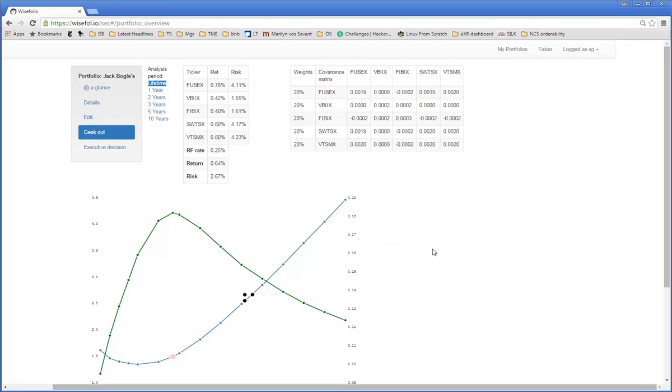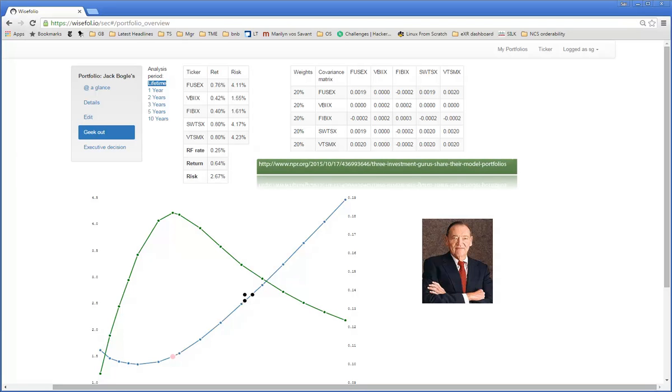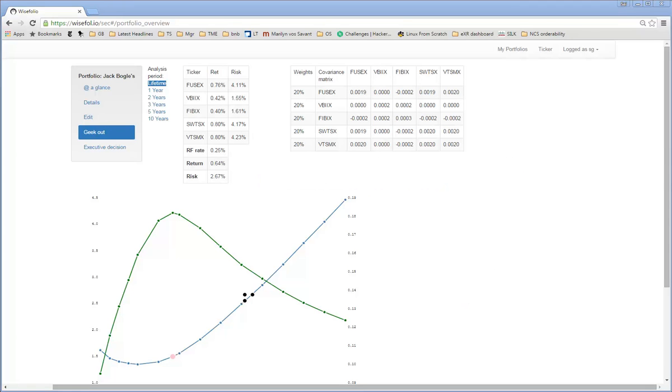First, let me briefly reintroduce you to this particular portfolio. We are using the advice from the legendary investor and Vanguard's founder Jack Bogle, as stated in the NPR article. Jack Bogle created the world's first index fund for ordinary people. He founded the Vanguard Group, which now manages $3 trillion. Buy a stock index fund and add bonds as you age, he says. He does not believe in international diversification and bets completely on US equity and US bonds.